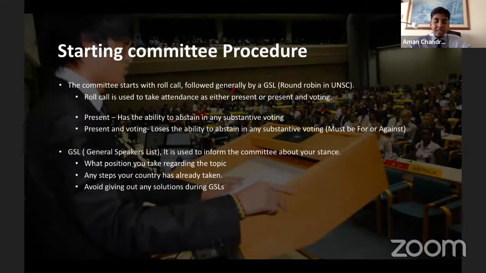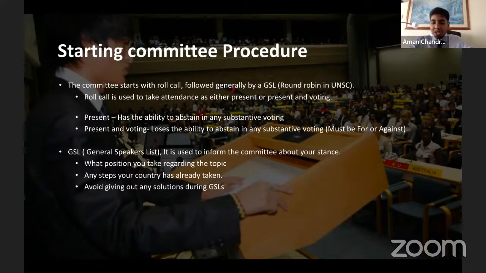Now, moving on, we see how committee procedure starts. The first thing that goes on in committee is the roll call, which is generally followed by the GSL. Roll call is used to take attendance as either present or present and voting. Now, what is present and voting? Present basically means if a country gives their attendance as present, they have the ability to abstain in any substantive voting. Present and voting means they lose the ability to abstain in a voting, and they have to choose either for or against the resolution, which comes at the end.